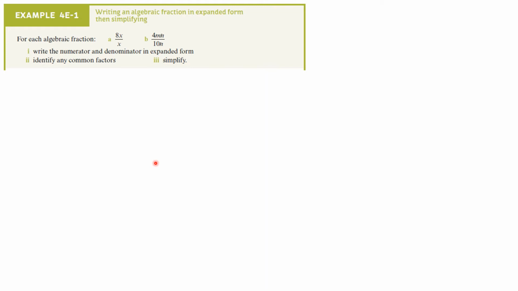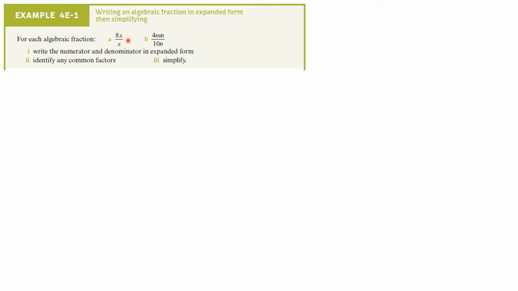All right, so let's have a look at some more examples where we are writing in expanded form and then simplifying. So we've got 2 questions and there's 3 parts to each of these questions. I just want you to do things in 3 steps. The first one says to write the numerator and the denominator in expanded form. Then part 2 of the question says to identify any common factors. And then part 3 says to simplify.